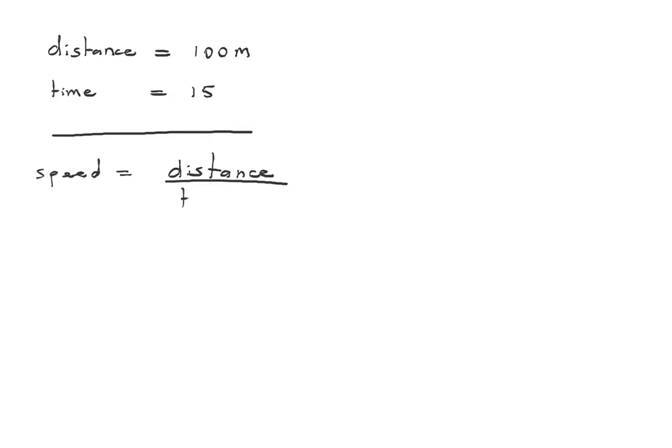So the formula for average speed is: average speed equals distance over time, distance divided by time. So next we substitute the values we've been given, and that will be 100 over 15. If you want, you can write meters and seconds, just to remind us that the units will be meters per second. So if I divide 100 by 15, my calculator displays a recurring number. So it's something like 6.666 recurring.